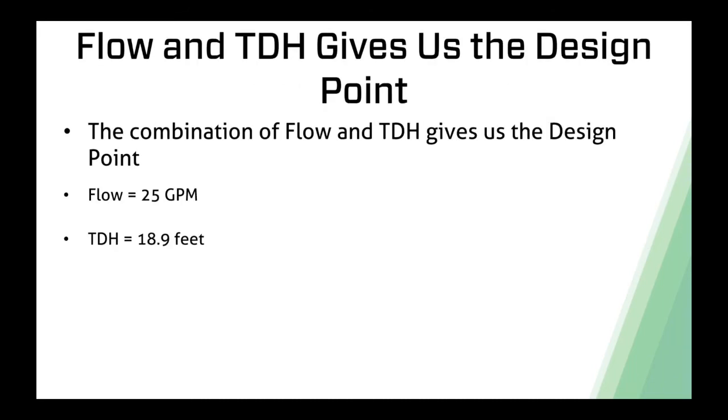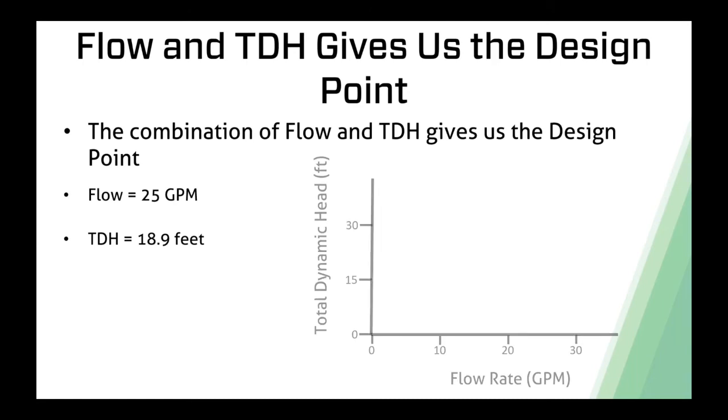So flow and total dynamic head together give us a design point. Those 2 points, now we have flow rate, which is 25 gallons a minute. We have total dynamic head, which is 18.9. So as you might imagine, we're going to go to one of those charts that we were looking at before, and we're going to plot that point. So we find 25 gallons a minute on the lower axis, and we find 18.9 on the vertical axis, and then we find where those 2 points intersect. And that's going to be our design point.